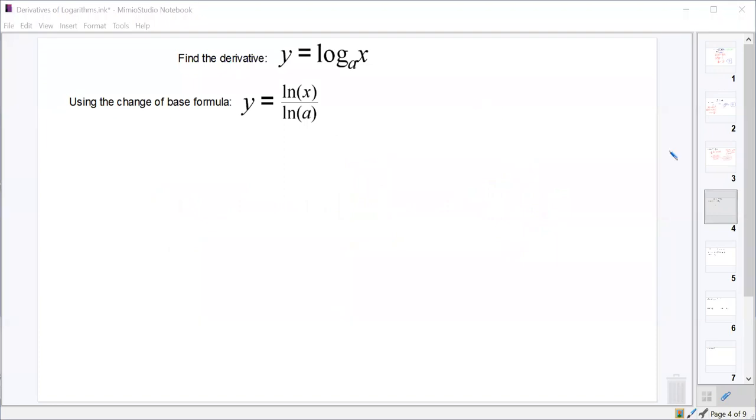So if I have natural log of x over natural log of a and I want to take the derivative of it, how do I figure that out? What is the derivative of natural log of x over natural log of a? You start with the quotient rule. Okay, we could start with the quotient rule. I'd rather us not if we don't have to, because what can you tell me about natural log of a?